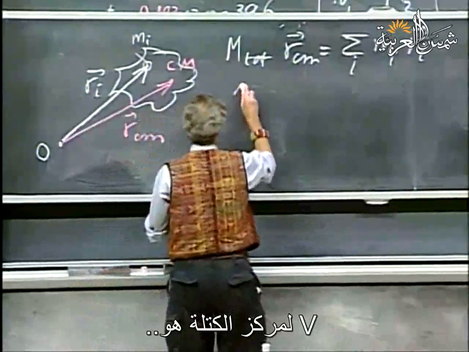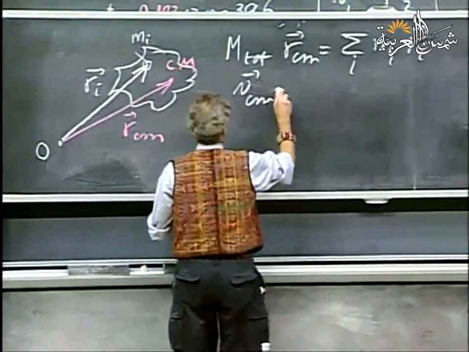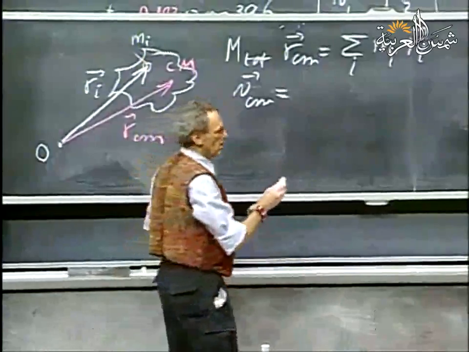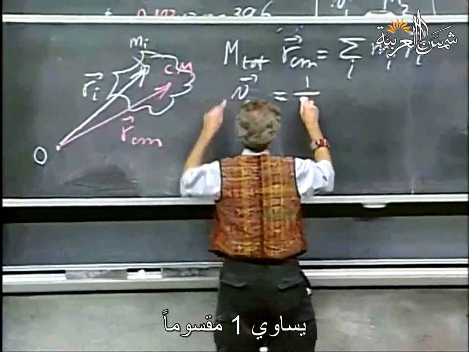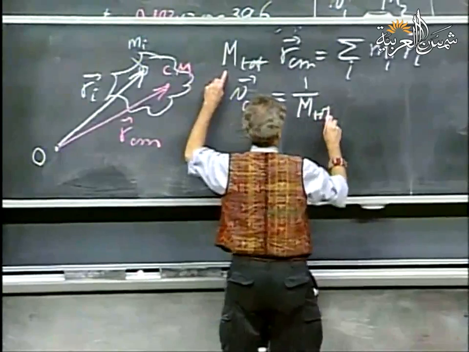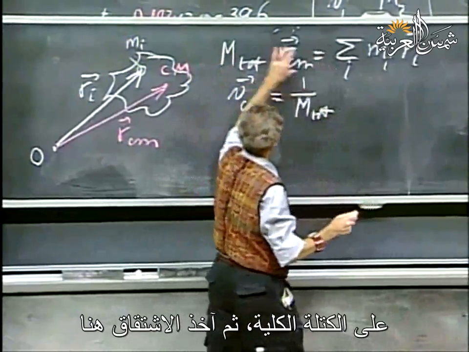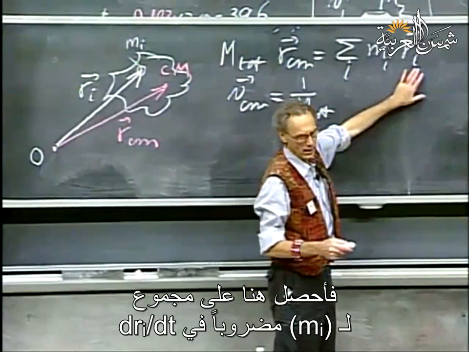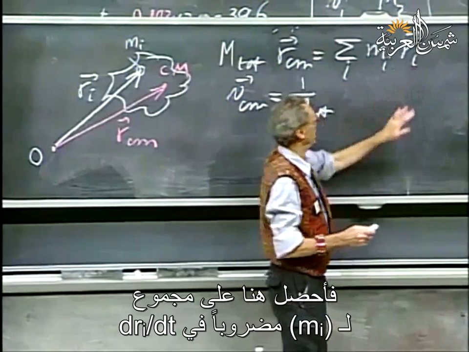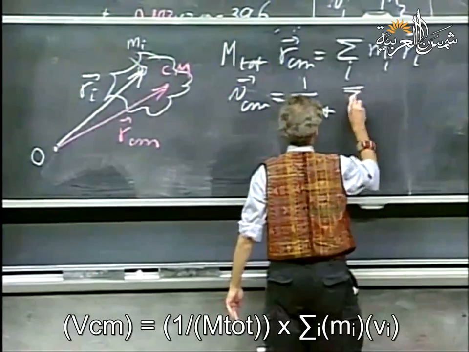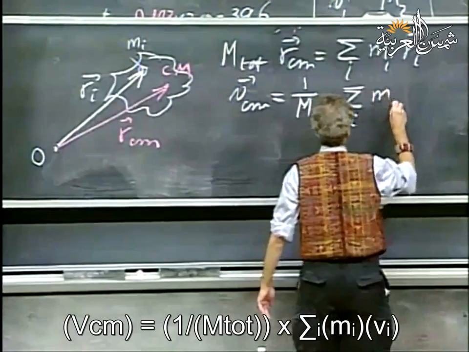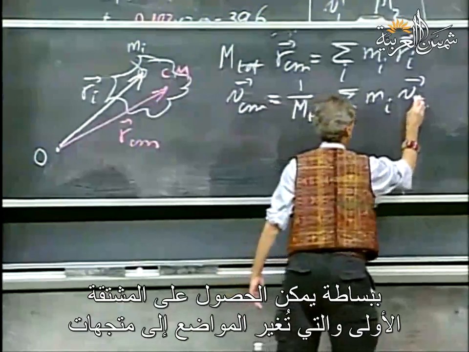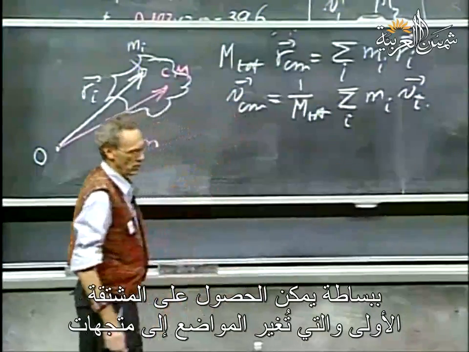V center of mass, I find that by taking the derivative of this equation, equals 1 over the total mass. I bring this on this side. I take the derivative here. And so here I get the sum of m_i times dr_i/dt. And so this is the sum over i of m_i v_i. Simply taking the first derivative, which changes positions into velocities.